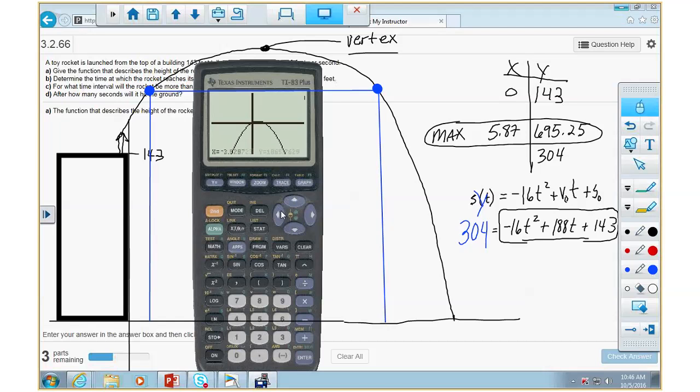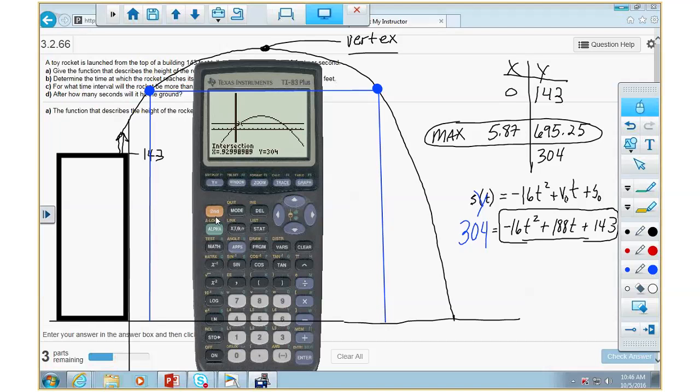You can do a calculate intersect. Now that I put that Y in there, you can hit second, calculate, and intersect. It's going to ask you, first curve is curve, second curve is that, and guess, go over here and hit right there. There it is, 0.93.